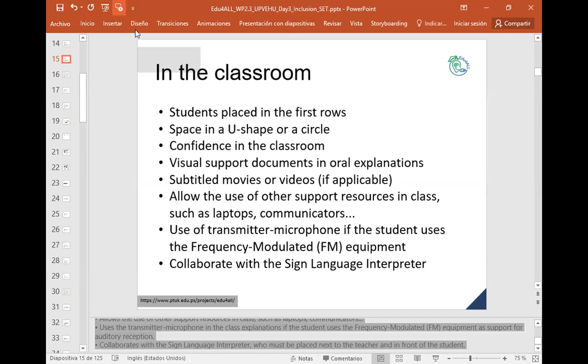Uses visual support documents in oral explanations, PowerPoint. Whenever possible, uses subtitled movies or videos. In the case of not having it, requests the subtitling from the service for people with disabilities. Allows the use of other support resources in class, such as laptops, communicators. Uses the transmitter microphone in the class explanations if the student uses the frequency modulated, FM, equipment as support for auditory reception. Collaborates with the sign language interpreter, who must be placed next to the teacher and in front of the student.